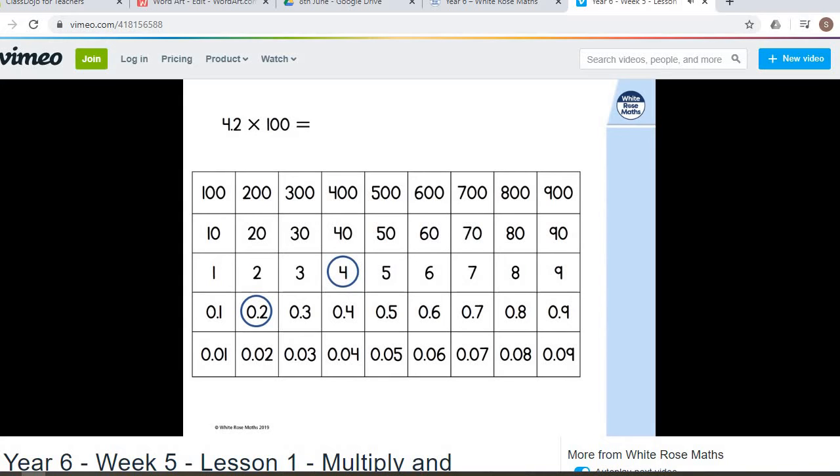What about this one? Now we've got a number made of 4.2, so we need 2 counters. One on the 4, one on the 0.2. How would you multiply that by 100? Have a go at that one.